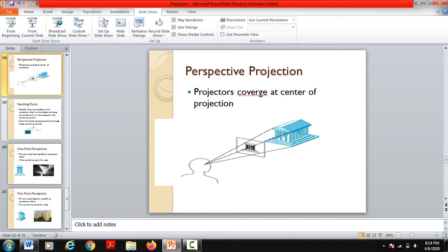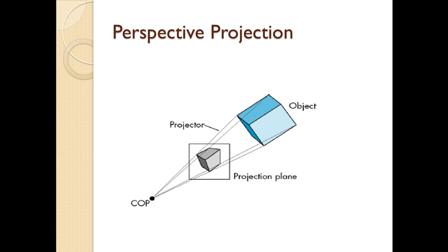So in perspective projection, the viewing coordinate positions are transformed to the view plane or projection plane along the lines that converge to a point. That point is called the projection reference point. Here this point is the projection reference point, and this is the object that we want to display, and this is a 2D view plane where we have to display that object. This is in perspective projection.